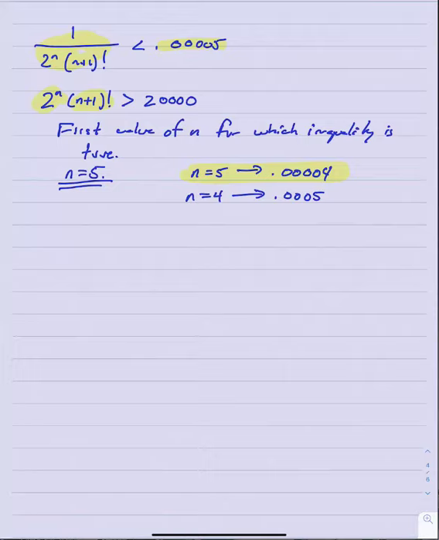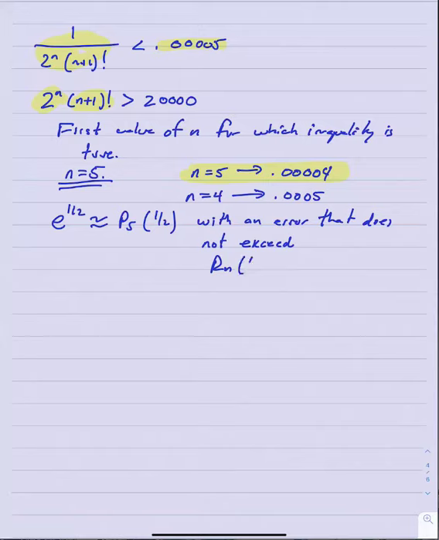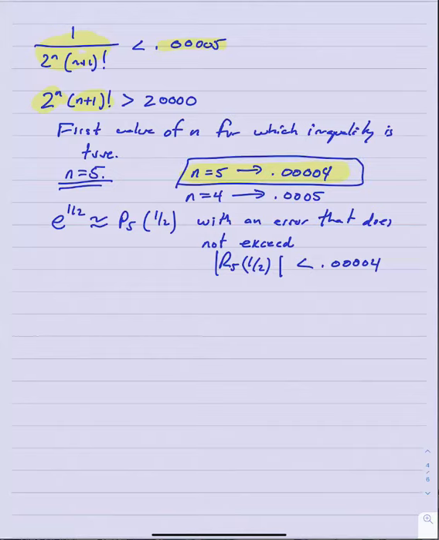Okay, now once I've reached n equals 5, what can I say? I can say that e to the 1/2 can be approximated by using P5, that is the fifth degree Taylor polynomial, with an error that does not exceed R_n of 1/2, in this case R5 of 1/2, which we have just demonstrated is less than 0.00004, because that's what I got right there when n was equal to 5.